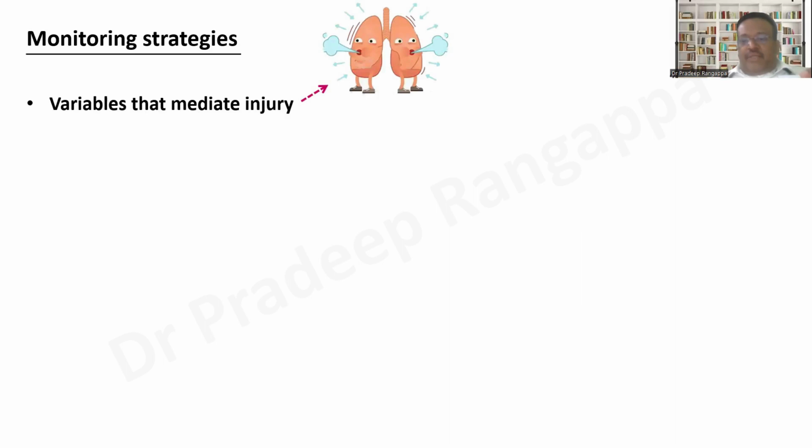The variables that mediate injury to cause more lung stress: I'm sure most of the listeners know transpulmonary pressure as an indicator of the lung injury that may set in, because the transpulmonary pressure is what we take as a surrogate of your driving pressure.